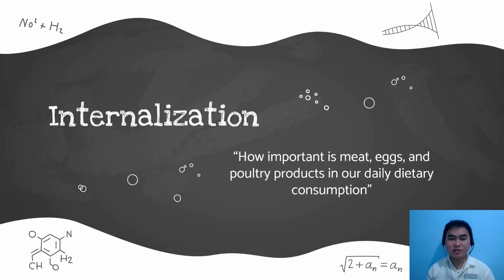Let's have some internalization. So, we discussed earlier the essential and non-essential amino acids. My question is, how important are meat, eggs, and poultry products in our daily dietary consumption?